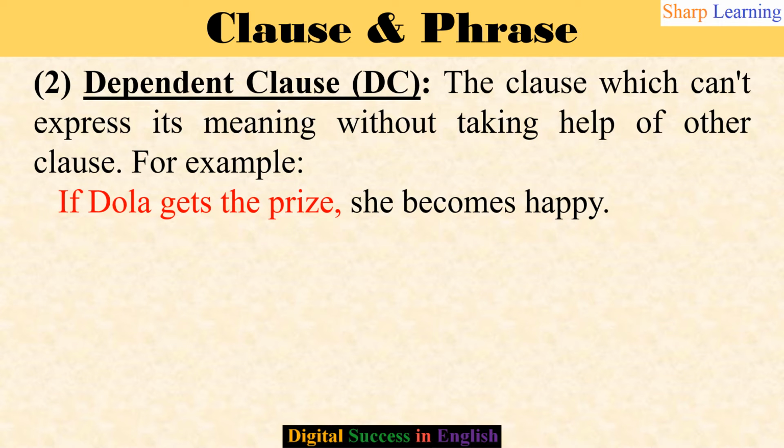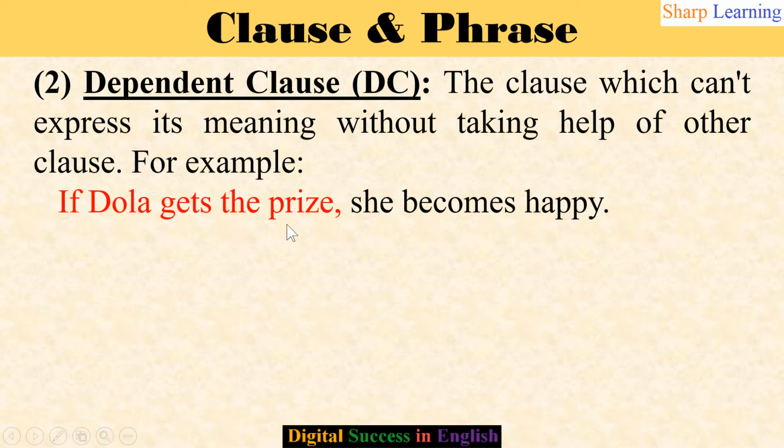Okay, now come to this point, DC, that means dependent clause. The clause which cannot express its meaning without taking help of other clause. For example, if Dula gets the prize, she becomes happy. Here, if Dula gets the prize is a dependent clause, that means DC. Why is it DC? See, she becomes happy, the next part, is the independent clause. Without this independent clause, the first clause, that means the dependent clause, cannot express its full meaning.